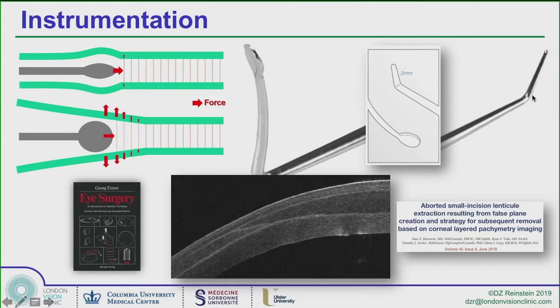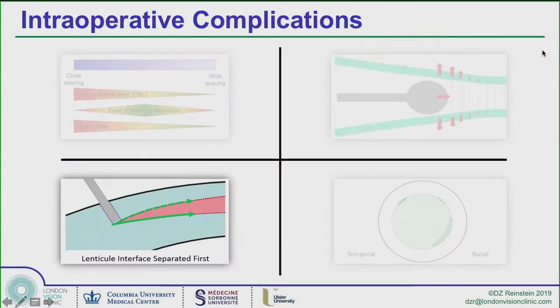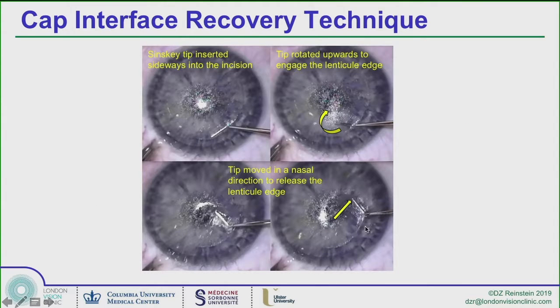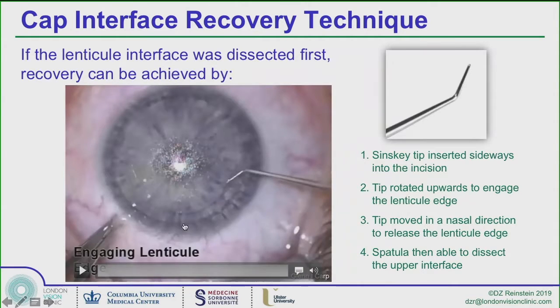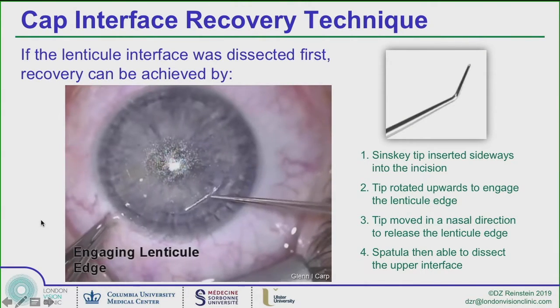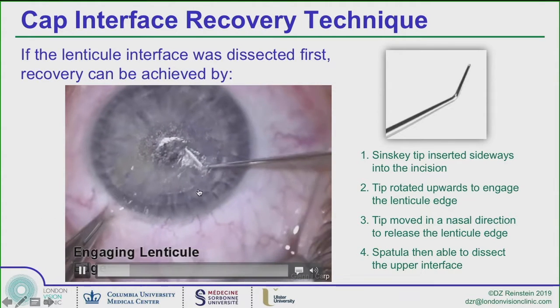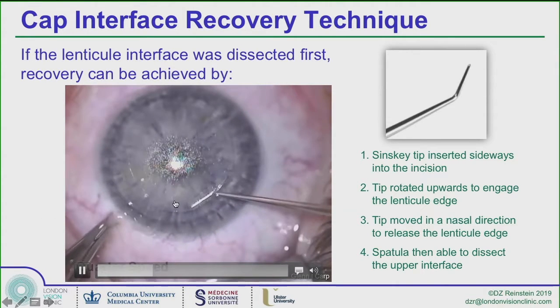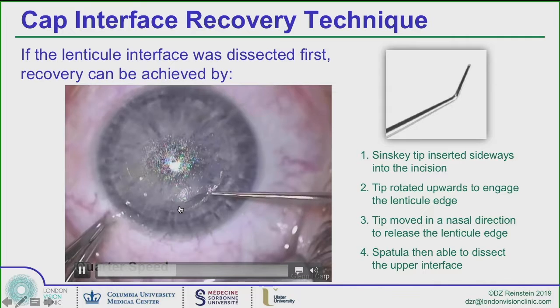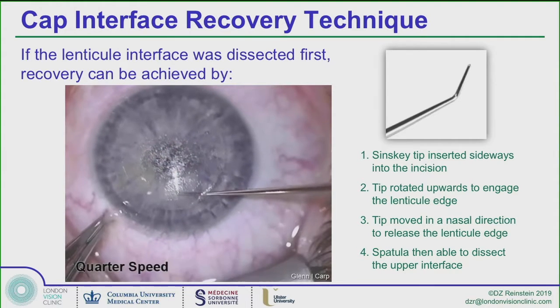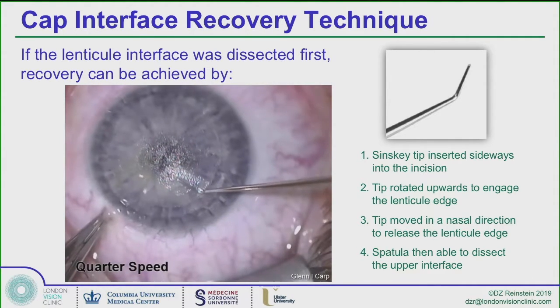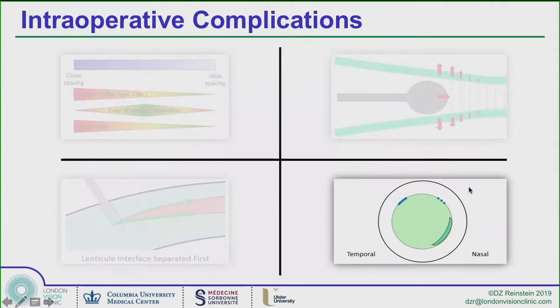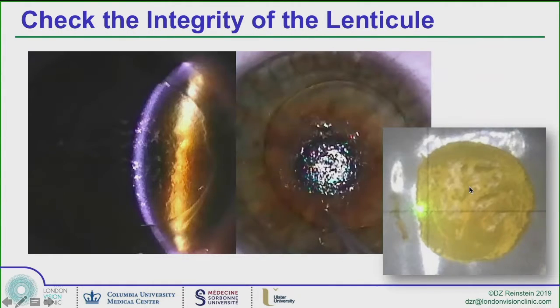And the Sinskey type tip has to be longer and rounder to not get false planes at the beginning of the treatment. At the beginning of the treatment, sometimes people don't identify the lenticule edges and end up underneath, which used to be called a complication. But my colleague Glenn Karp showed that if you just insert the Sinskey tip tangential to the edge and rotate it anteriorly, you will catch the lenticule 100% of the time, and you will remove the lenticule routinely.